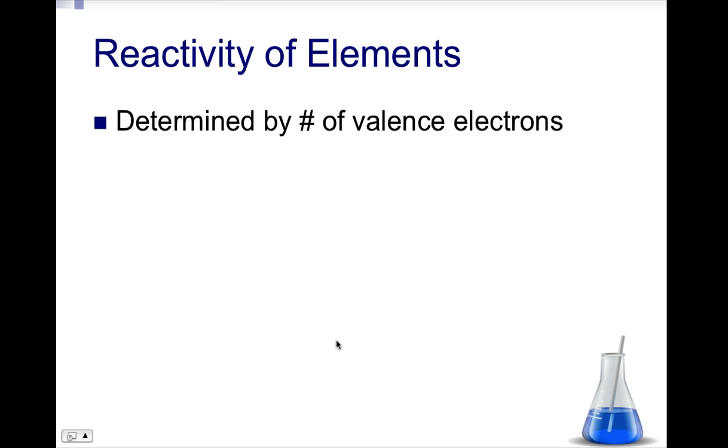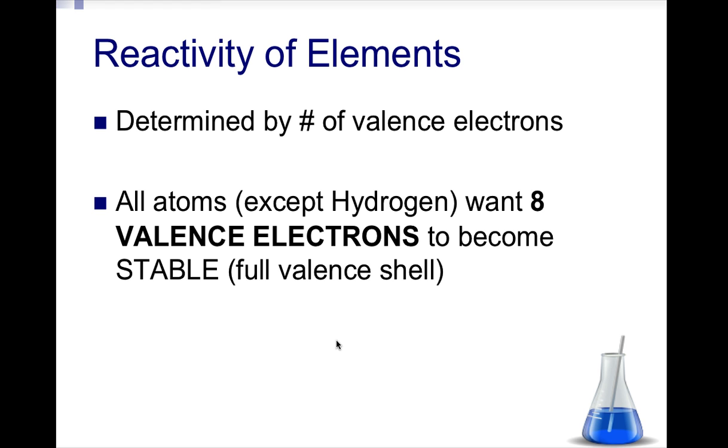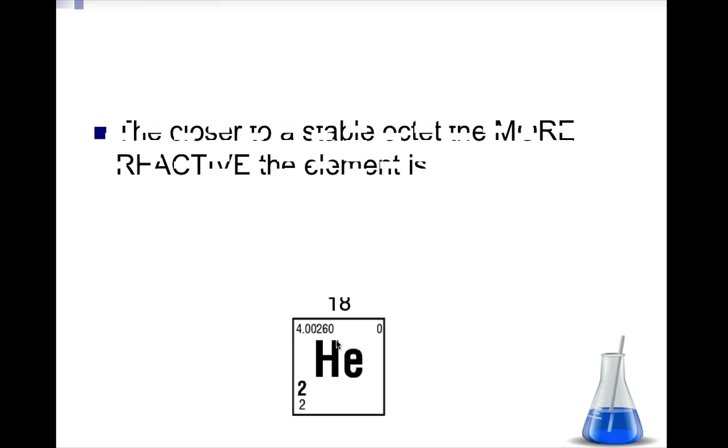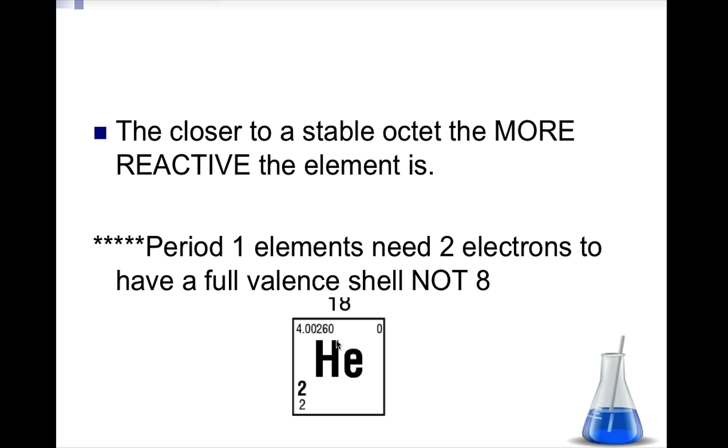The reactivity of the elements is determined by the number of valence electrons. All atoms, except hydrogen, want 8 valence electrons to become stable. This would be our full valence shell. We call this a stable octet. The closer to a stable octet, the more reactive the element is.